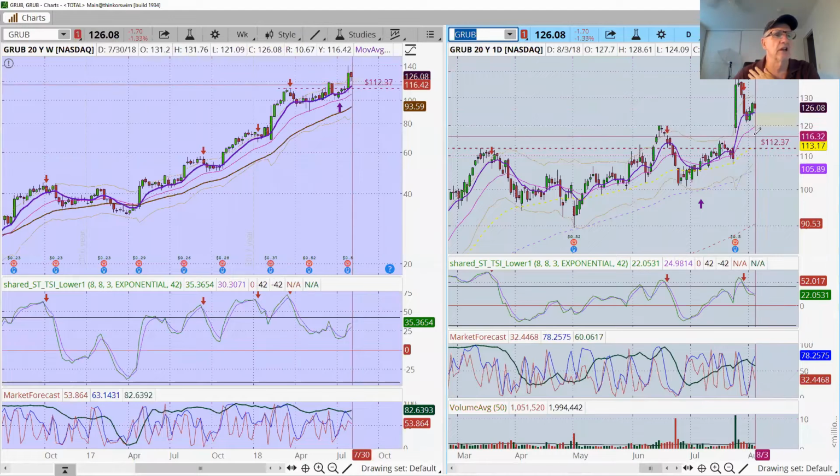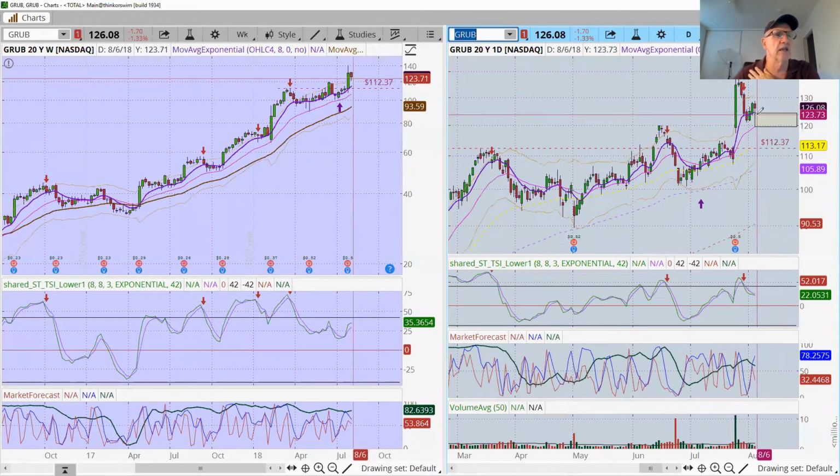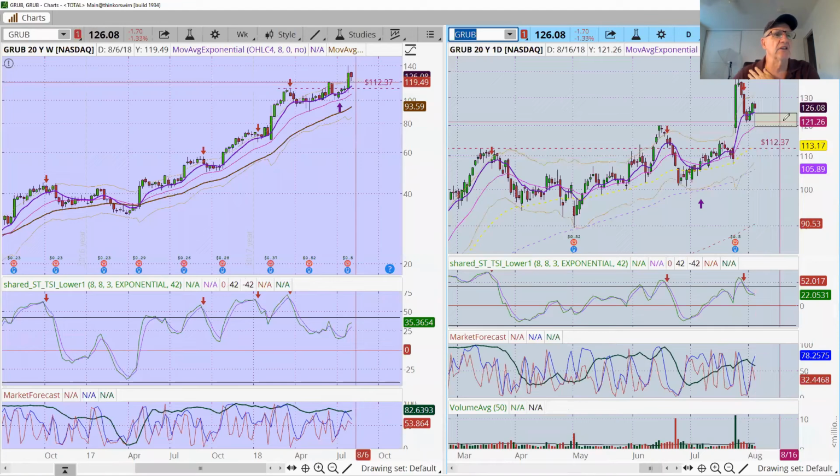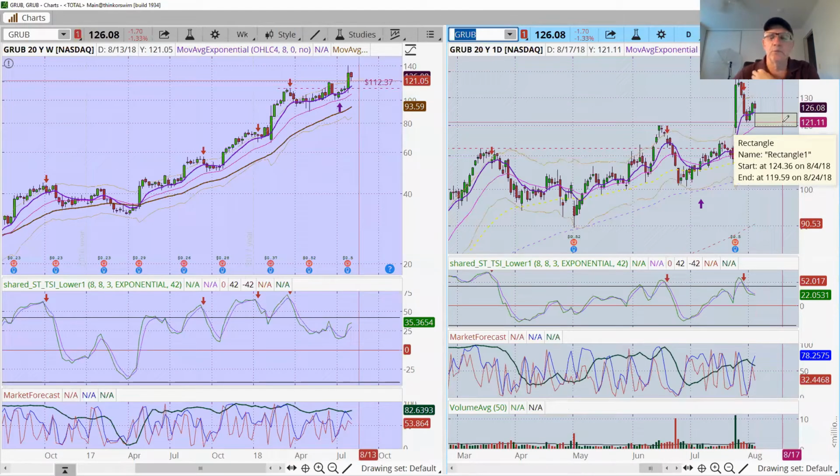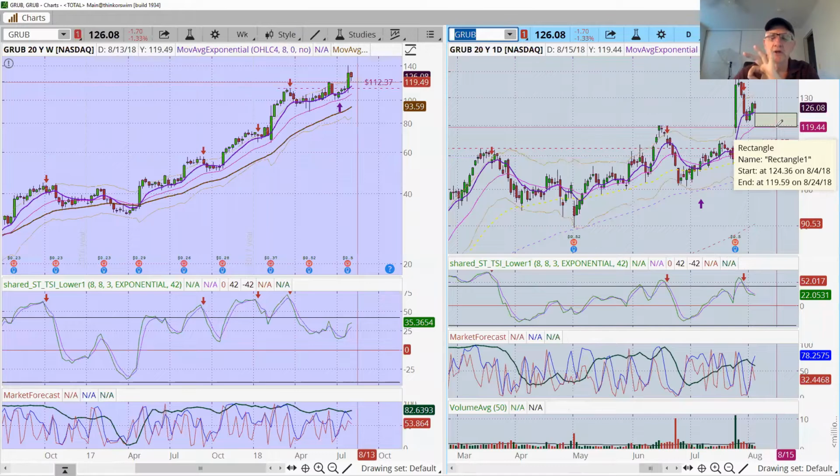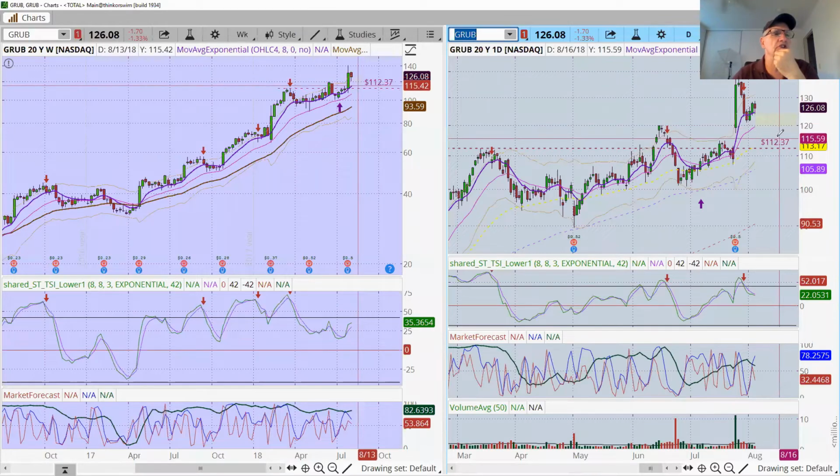And notice how it kind of engulfs. Here's the 20, here's the 8. If we get a pullback into some of those areas, I would put an alert in there. Or I would say, if it pulls back to 121, trigger a buy order to buy at 121.50, and with a stop basically just below the 117.35.